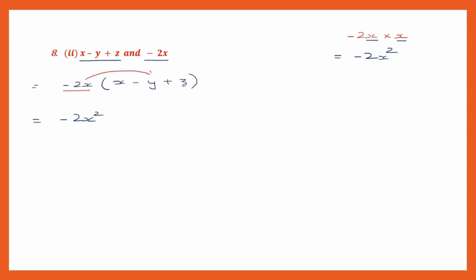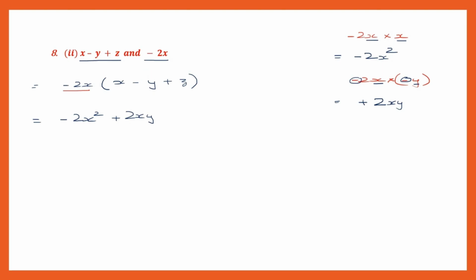Minus 2x into minus y. So first we work on the signs. So here we have minus into minus, so that becomes plus. The number is 2, we have 1x, 1y, so that is xy. So plus 2xy. Now that is over.